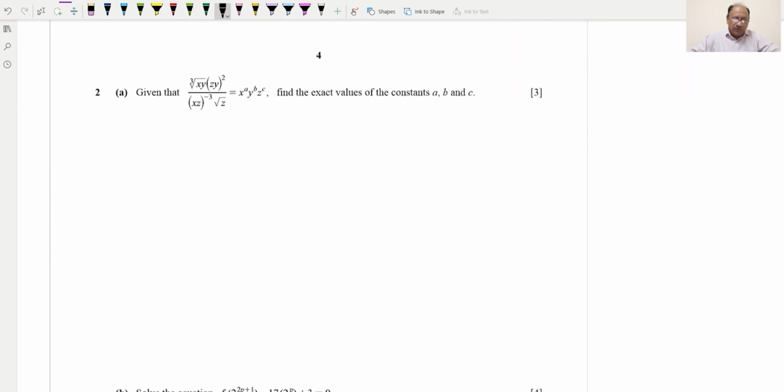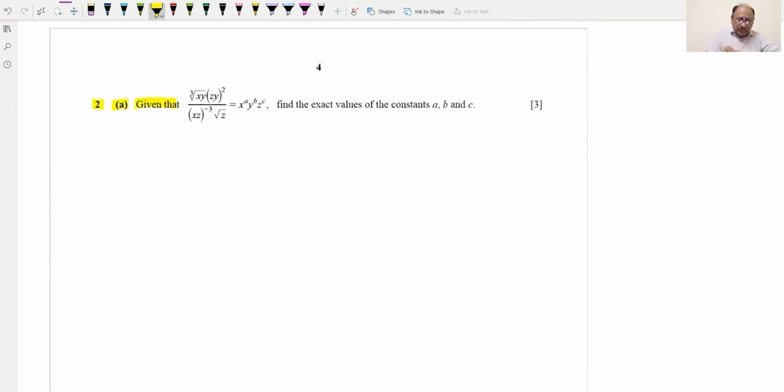Now question number 2. Part A says, given that this is an expression, an indices question basically, find the exact values of the constants a, b and c, and this is a 3 mark question. What we will do, we will take this one and rewrite the numerator. This numerator we can rewrite as x raised to the power 1 by 3 and y raised to the power also 1 by 3, and z squared and y squared. What we have done is taken separate powers for each and every variable. So x raised to the power minus 3, z raised to minus 3 and z raised to the power 1 by 2.